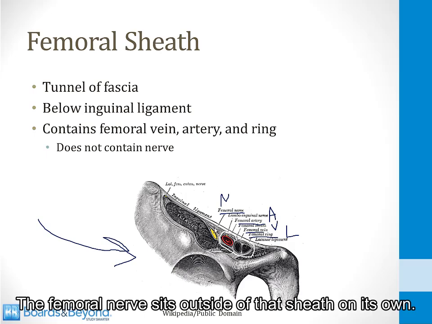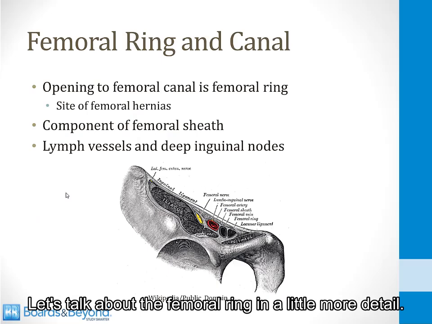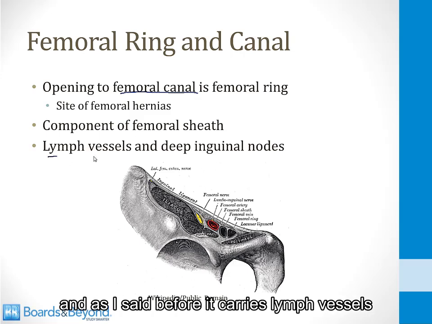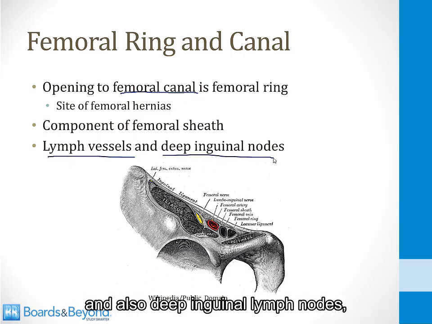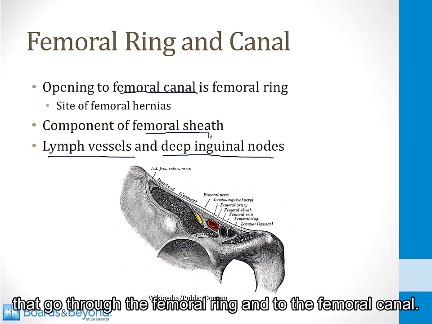The femoral nerve sits outside of that sheath on its own. Let's talk about the femoral ring in a little more detail. It is the opening to the femoral canal, and as I said before, it carries lymph vessels and also deep inguinal lymph nodes. It is a component of the femoral sheath. And this will be important later when we talk about femoral hernias, because femoral hernias are hernias that go through the femoral ring and enter the femoral canal.